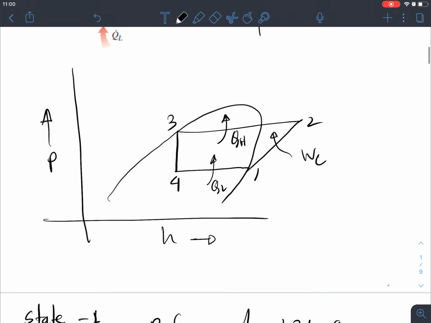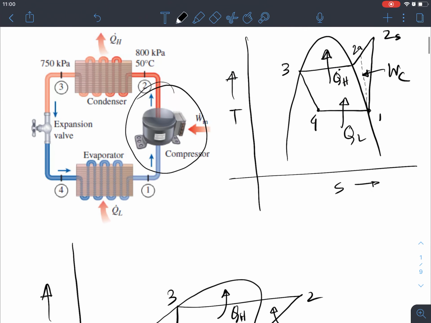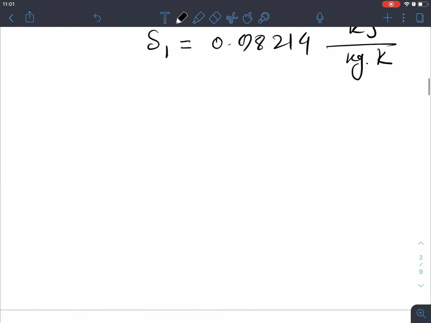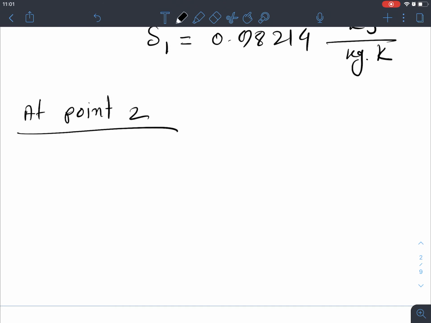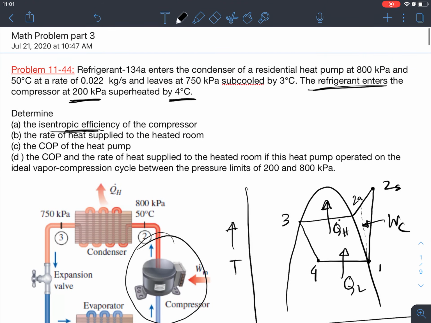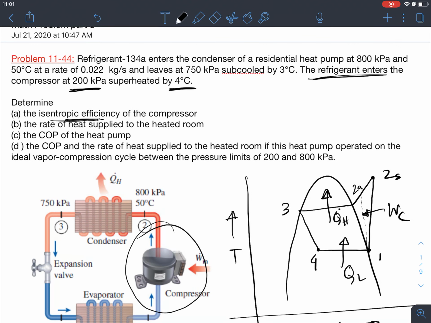Now from the TS diagram, what we know is that point 1 and point 2s have the same entropy, for the isentropic condition. But we don't know about the point 2a. So how can we calculate the point 2a at point 2? With respect to point 2, we have this information right here, which is the inlet of the condenser. It says that the inlet of the condenser is 800 kilopascal and 50°C.